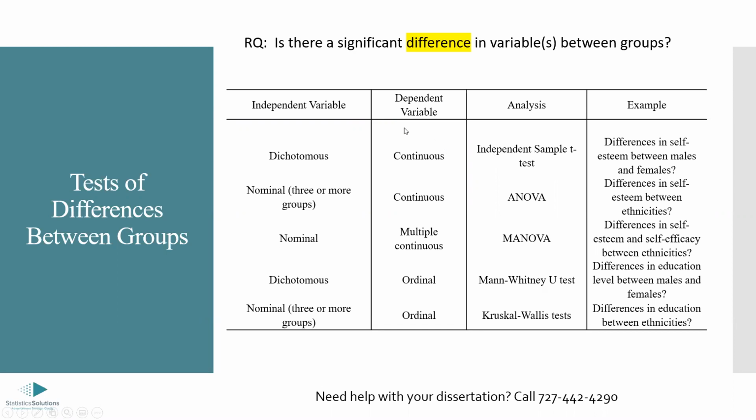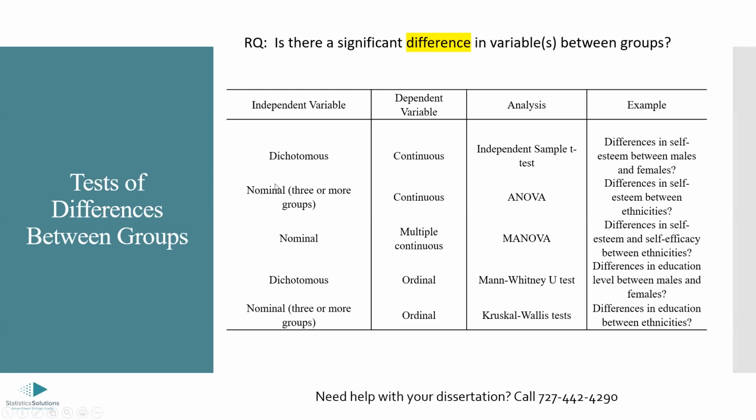So if you have a dichotomous independent variable, such as gender, and you have a continuous dependent variable, such as self-esteem, you can run what's called an independent sample t-test. For instance, are there significant differences in self-esteem between males and females? So this independent sample t-test is going to tell you specifically what are the mean scores for self-esteem among males and what are the mean scores for females. And the test will tell you if there's a significant change between males and females.